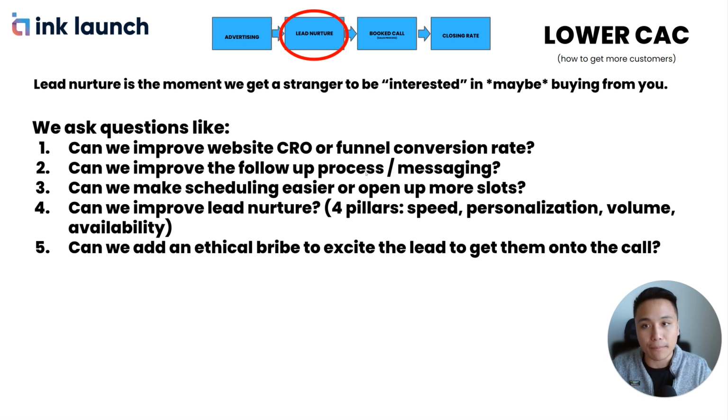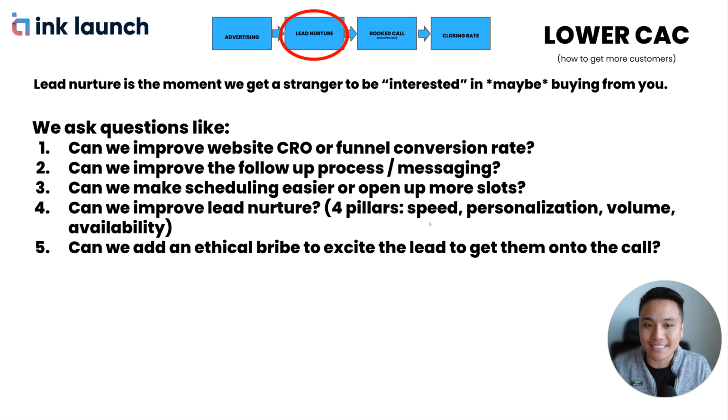Can we improve the follow-up messaging? So as soon as they opt in, can we change the messaging that they get? Maybe they get more text messages. Maybe they get more personalized messages inviting them to book a call. Next, can we add an ethical bribe to get them excited to even show up to the call? These things are the things we look for within lead nurture.